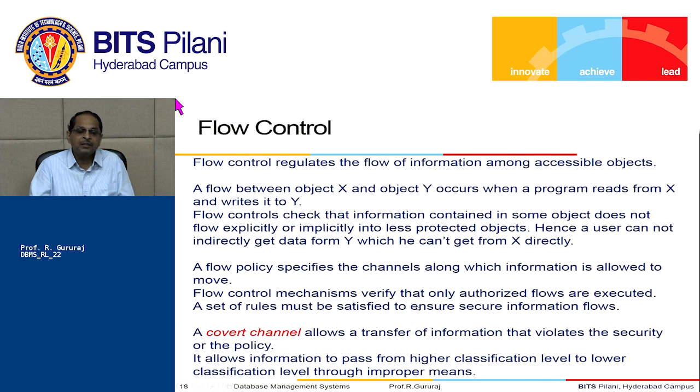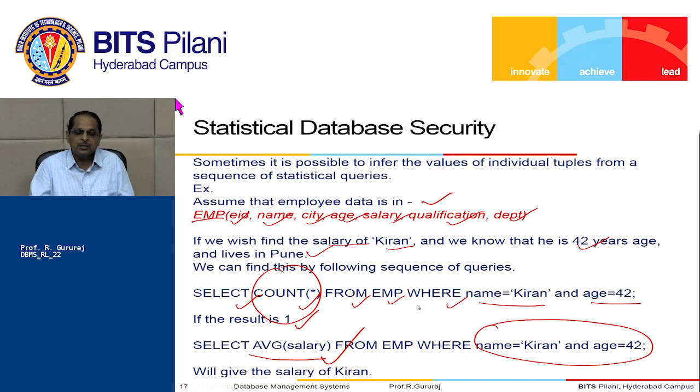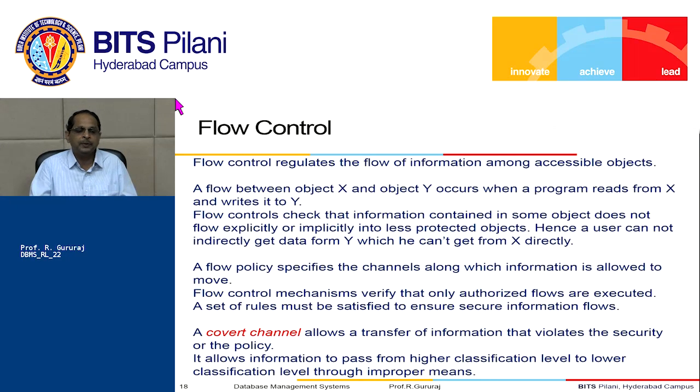So if someone intelligently frames queries which involve aggregate operations, sometimes it is possible to infer the data of individuals from the statistical databases. Hence, proper measures need to be taken to check that kind of queries. That is one important point to be noted.